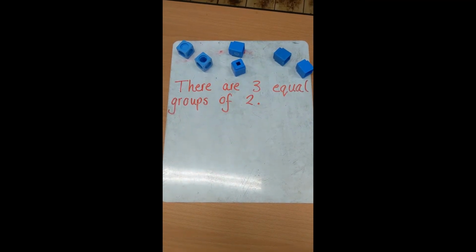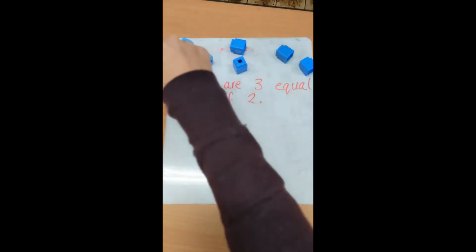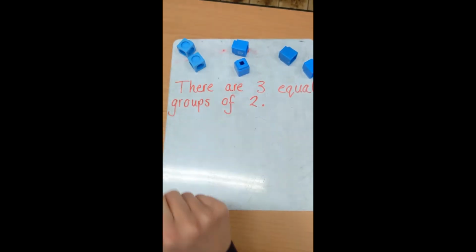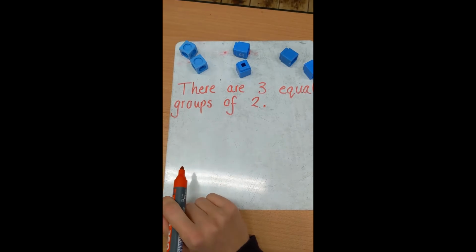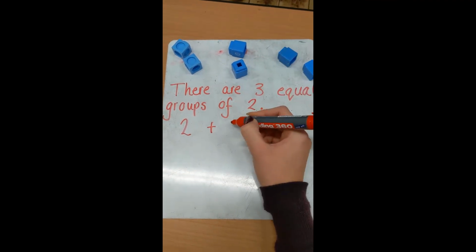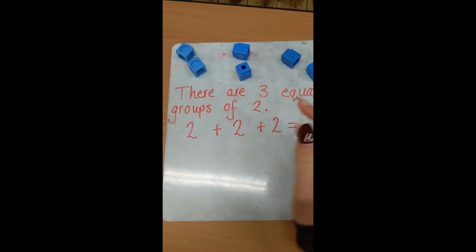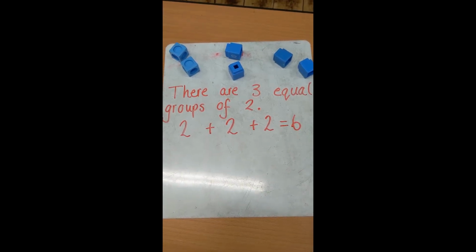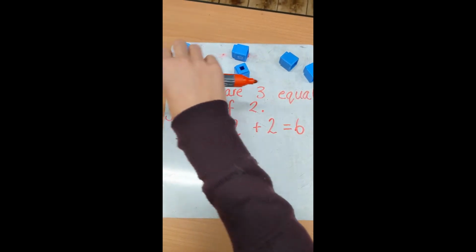Here I have some equal groups, just like we've been learning. I have made 3 equal groups of 2. I've got 1, 2, 3 groups, and in each group there are 1, 2 cubes. How could I write that as a number sentence? I'm going to use the add symbol. I've got 2, add 2, add 2. And I can count in twos, 2, 4, 6. I've got 6 altogether.